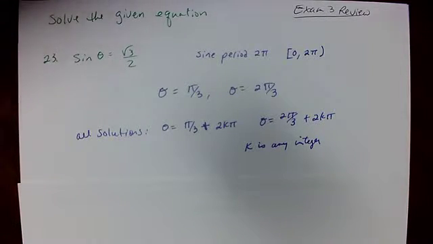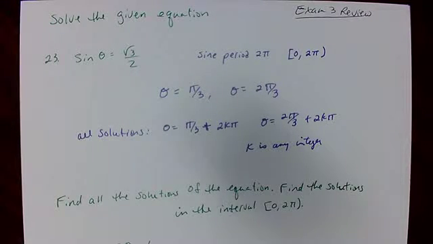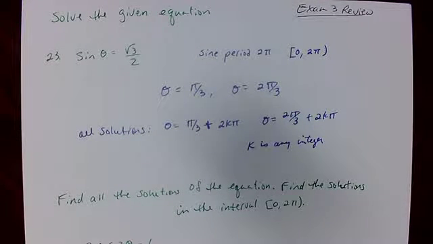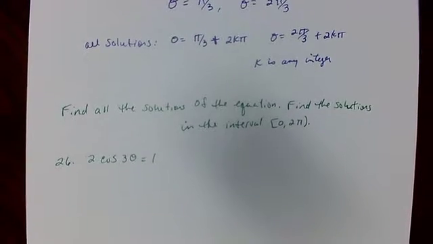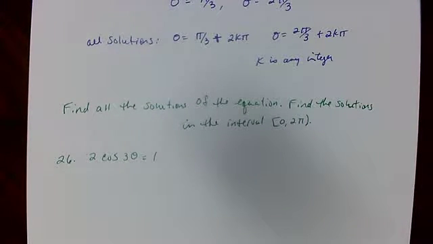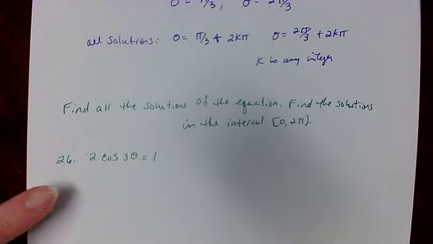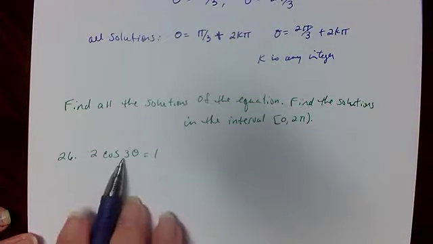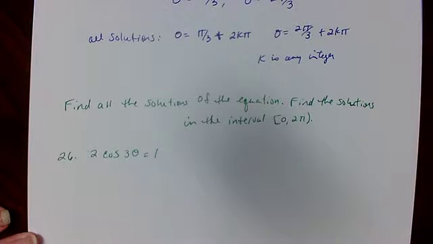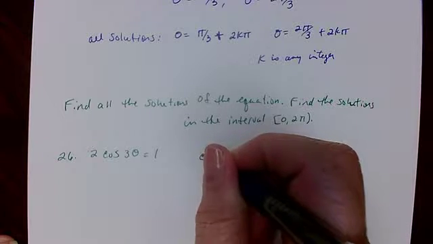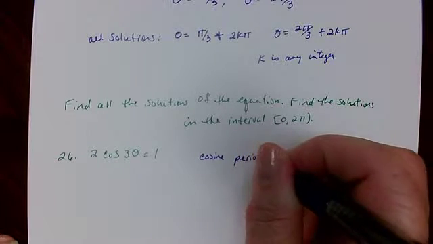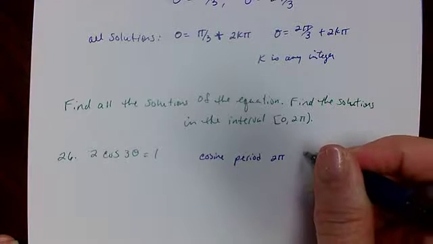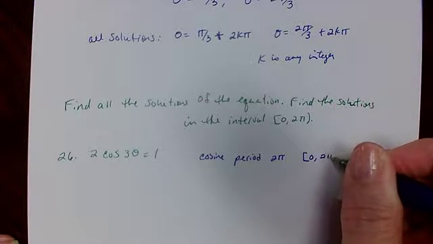Now, the second problem we're looking at is finding all the solutions of the given equation, and we want to find the solutions in the interval of 0 to 2 pi. So looking at this problem, we're doing basically the same thing, except we're going to take it a step further. So here we have 2 times cosine of 3 theta is equal to 1. Now we need to remember also that cosine has a period of 2 pi. So it's also going to run from 0 to 2 pi.